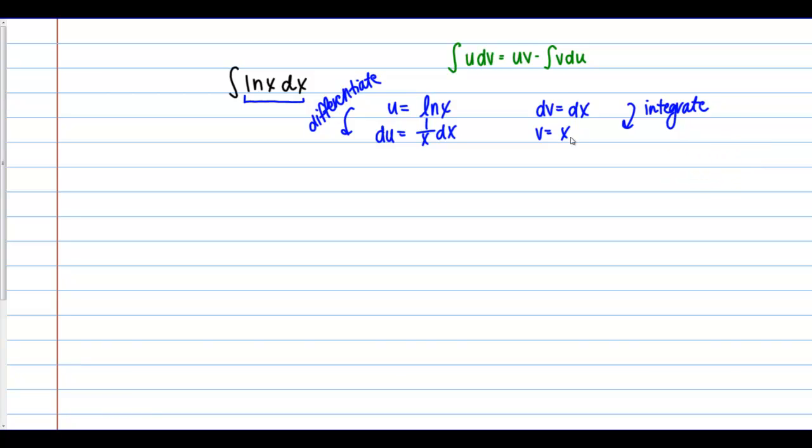Now that I've filled out my little chart here, I can go ahead and rewrite my integral using this integration by parts formula. I see that my original integral should equal uv. If I look at my little chart, that's natural log of x times x, which I'm going to write as x ln x, minus the integral of v times du, which in my case is going to be x over x dx. Now here I can simplify that integral a little bit, and it just becomes the integral of dx.